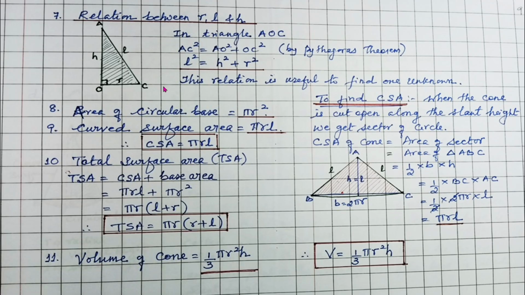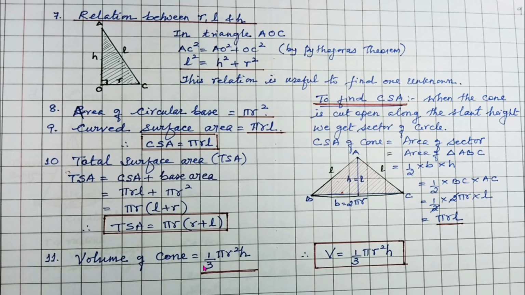The total surface area is the area of the base and the curved surface area. The curved surface area is pi r L, the area of the base is pi r square, therefore pi r is common here. Taking L plus r in the bracket, we get the total surface area is pi r in the bracket r plus L. So please remember that.